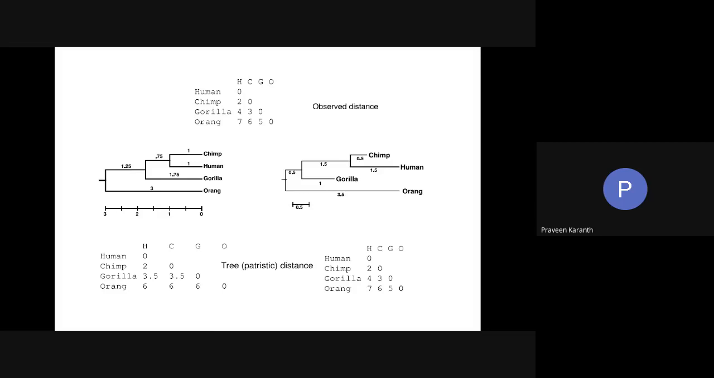So I just wanted to add, do not use UPGMA method because it assumes molecular clock, and often you will get an erroneous tree. If you're going to use a distance-based tree building method, use neighbor joining.